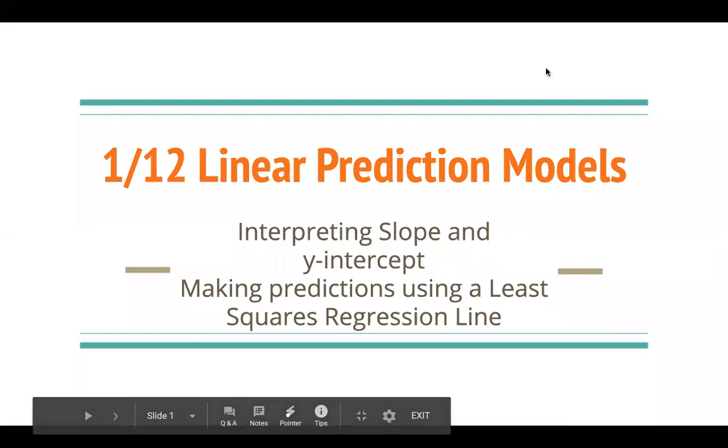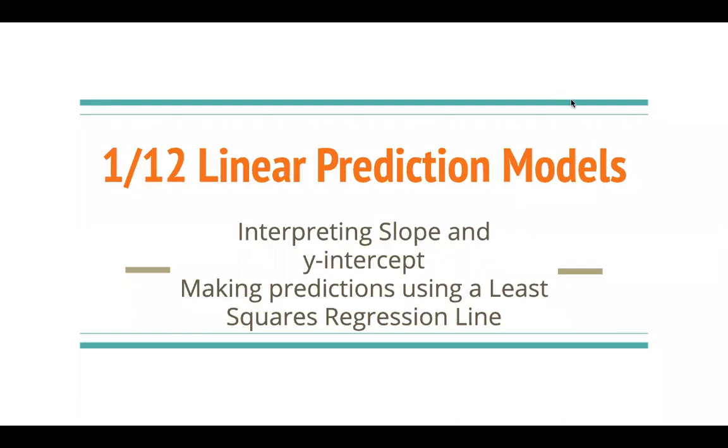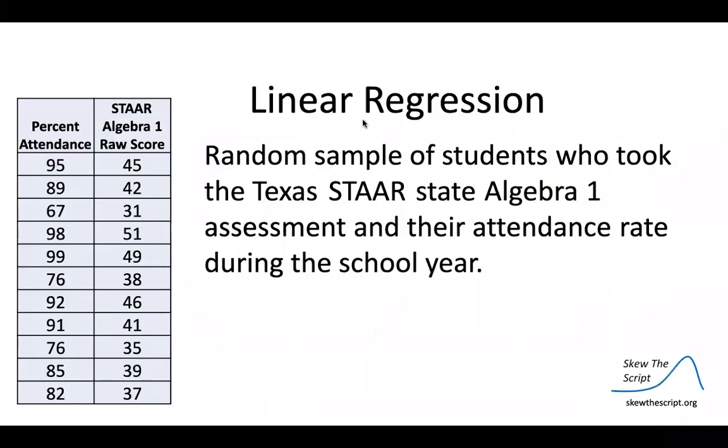Okay, hello everybody. It's an asynchronous assignment for January 12th, and we're going to be talking about linear prediction models. So it's like a line of best fit, and we're going to talk about interpreting the slope and y-intercept in that line, and then making predictions using a least squares regression line, which is the line of best fit.